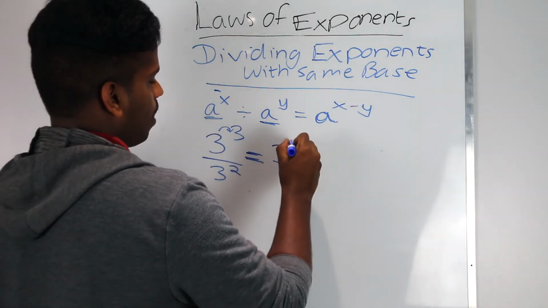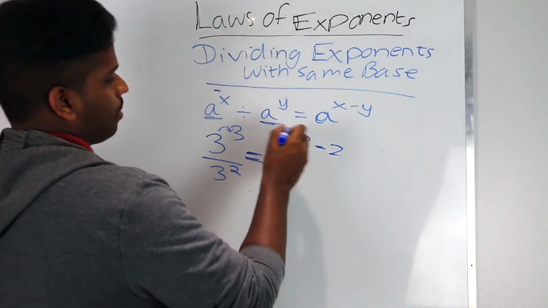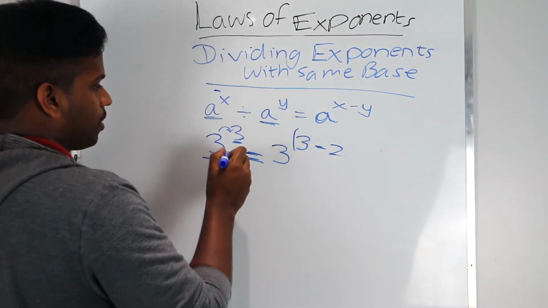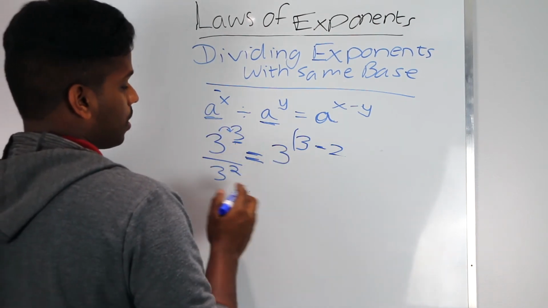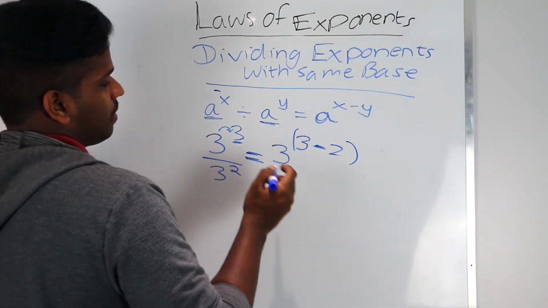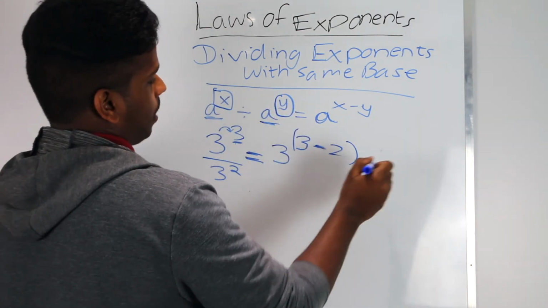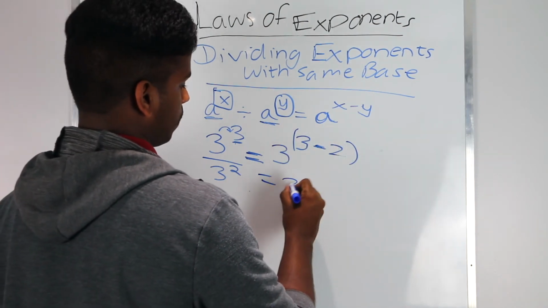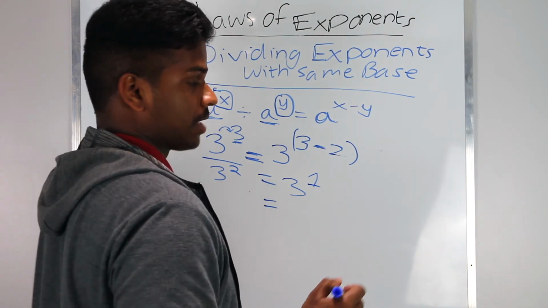So we're going to use our law of exponents. 3 to the power of the exponent of the first, the one on the top, and then the one at the bottom, the one we're dividing by. So we have our two exponents here in our division problem. In every division problem, you will have two exponents like these. Now we're going to subtract our exponents. So 3 minus 2, 3 to the power of 1.